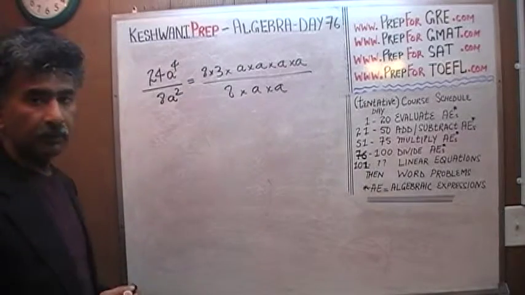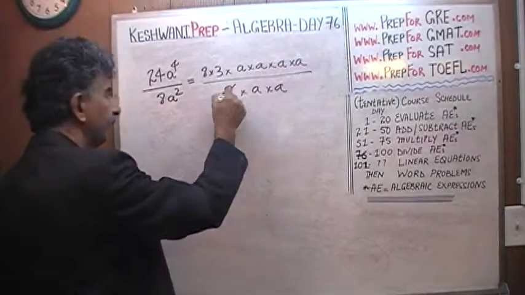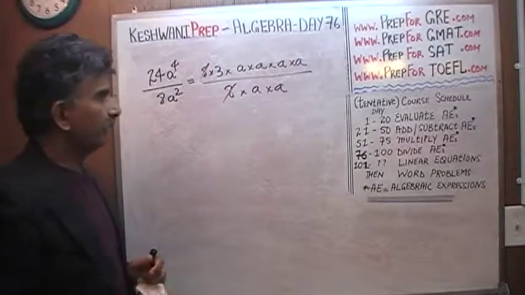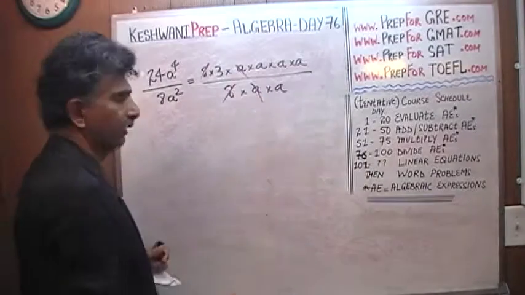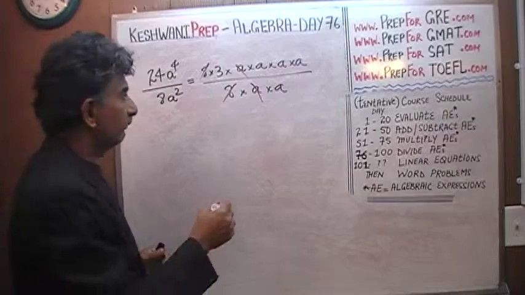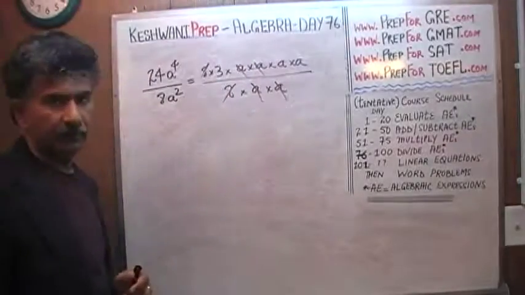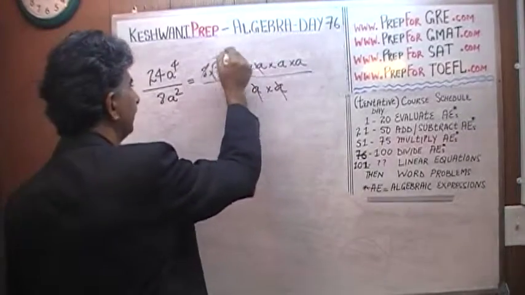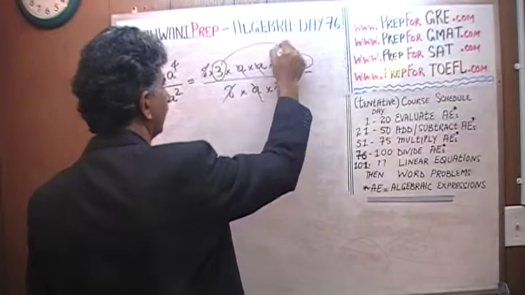Well, if we were to divide the top and the bottom by 8, this 8 will drop out. And if you were to divide the top and the bottom by a, this a will drop out. And if you divide the top and the bottom one more time by a, this a drops out. So we're left with 3 times a squared.